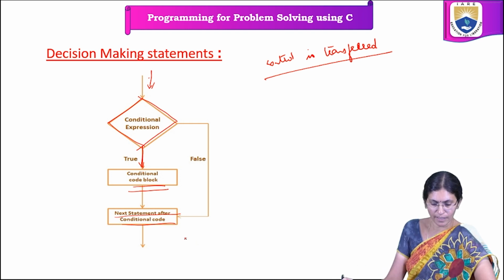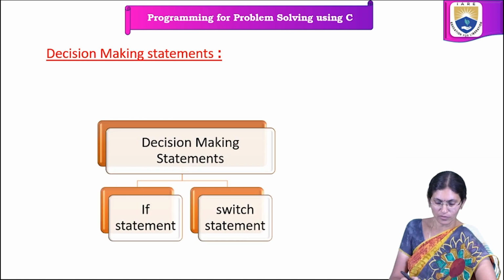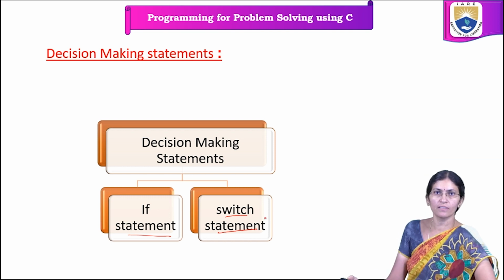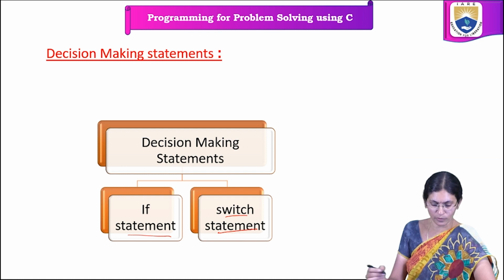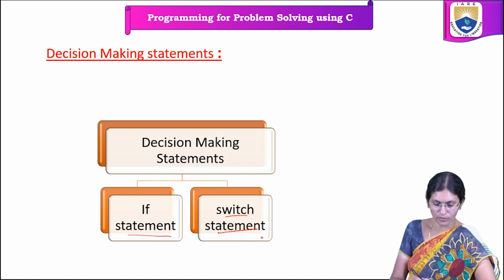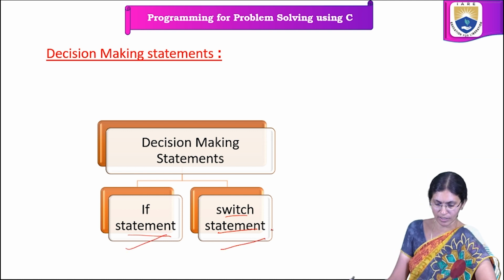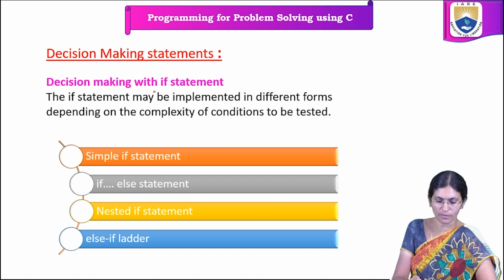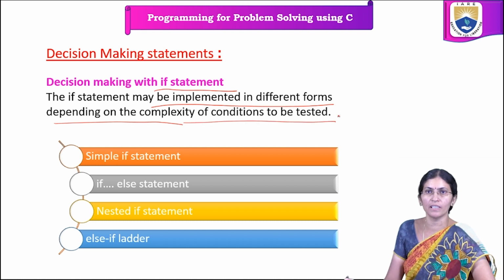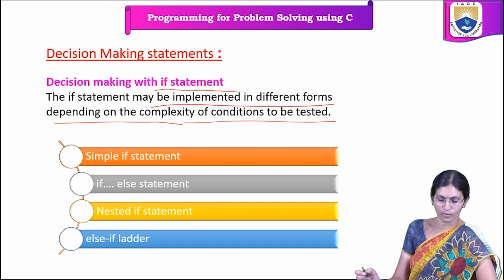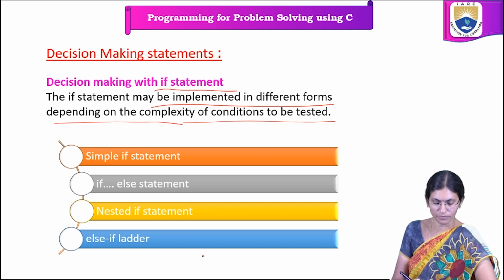So let us see, there are different forms of if-else statements. In decision making statements, we have the if statement and the switch statement. In order to alter or control the flow of execution of the program, we have these two types of decision making statements. The if statement is based on evaluation of a condition, and in the switch statement we use an equality check. The if statement can be implemented in different forms depending upon the complexity of the condition to be tested.